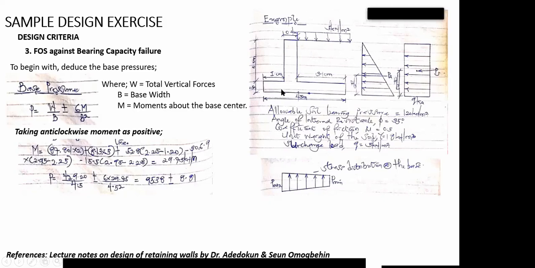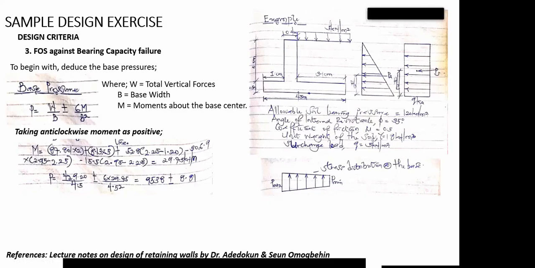The only one that you will not take moments for is your base, because the base load will be acting at the center, and you are taking moment about the base center, so that will give you automatically 0. There's no distance between them. So the challenge now is getting the appropriate distance between the resultant of each component you are taking and the base center.